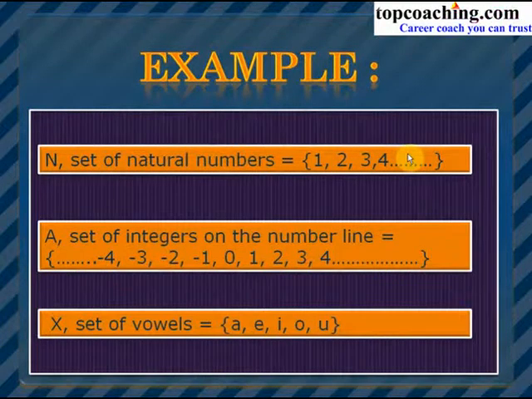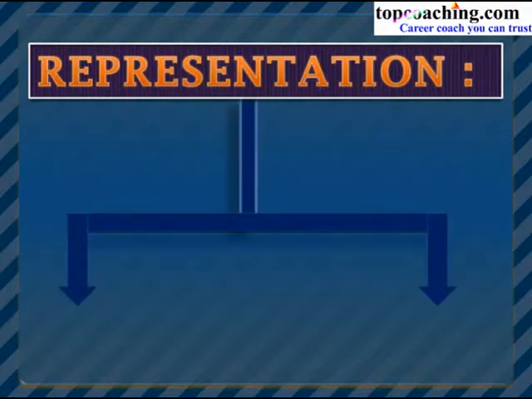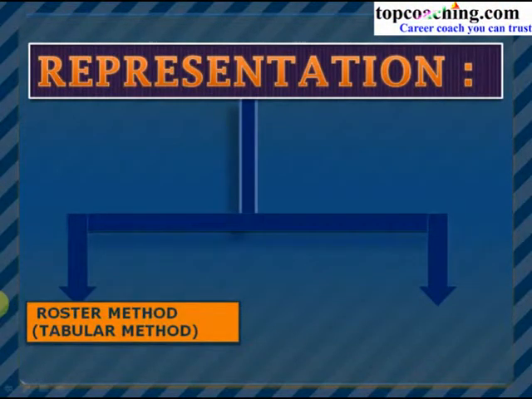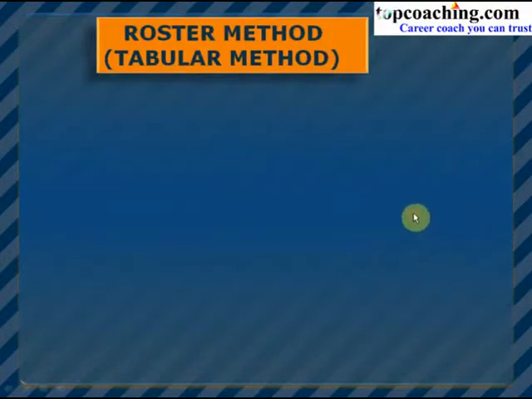Now these sets could have elements as people, numbers, even objects. Now the representation is very important. How to represent a set in mathematics? For that we have two methods. The first is the roster method, which is also known as the tabular method. The other one is the set builder method. So there are two methods of representing any set in mathematics. The first is the roster method, or the tabular method, and the second one is the set builder method. One by one, let's understand these two methods of representation. The first is the roster method or the tabular method.